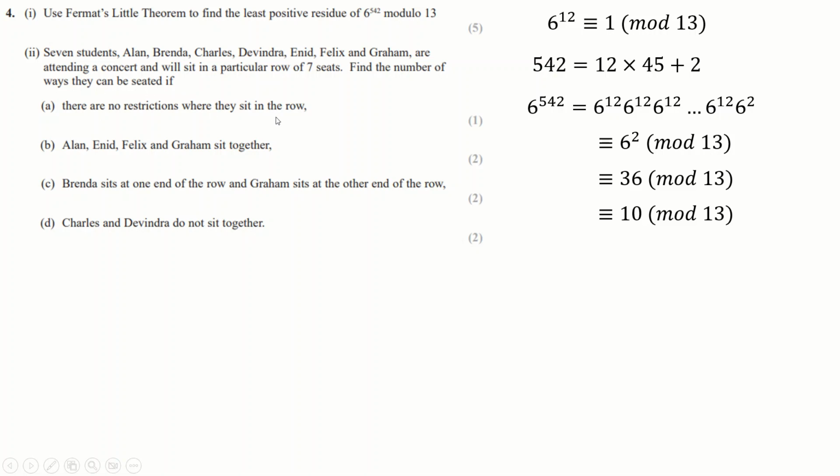7 students are in a contest. Find the ways they can be seated with no restrictions. So you've got 7 choices for the leftmost seat, 6 choices for the next, 5 choices for the next, then 4, then 3. It's just 7 factorial, which is this number.